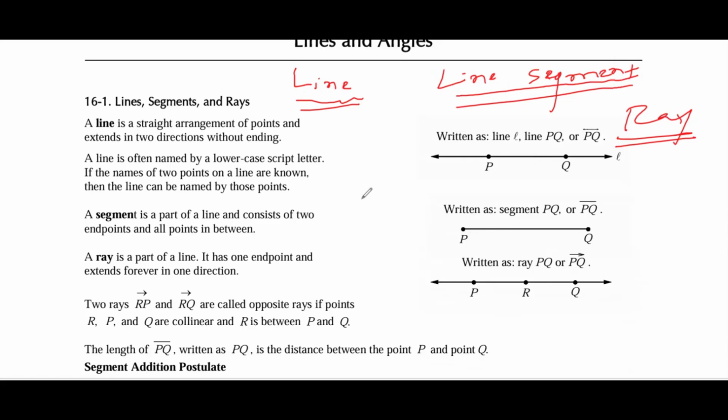The line in mathematics has two endpoints, and those endpoints are represented by the arrows on both sides. So this is a line. If this point is A and this point is B, then the line AB is represented as this.